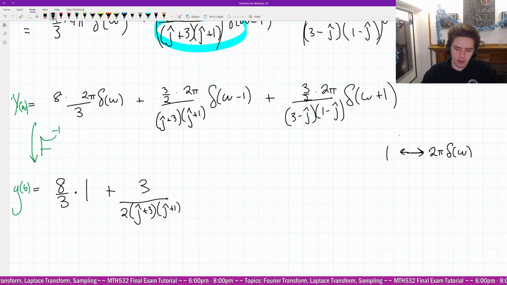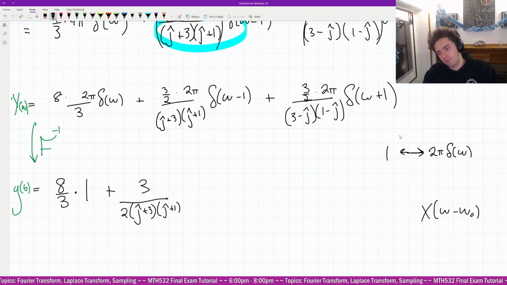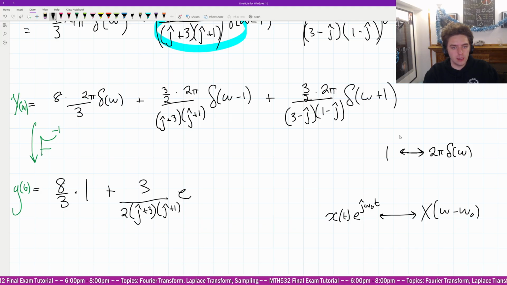So let's think. What's our shift property? Well, we don't have to think. We have our formula sheet. So Fourier transform. If we look at time shifting, we're not doing time shifting. We're doing frequency shifting. So if your frequency shifting is X of omega minus omega naught, you turn this into time domain, this is x of t times e to the j omega naught t. So that's what I'm going to do here. I'm going to multiply this by e to the j omega naught t. What's omega naught? Omega naught is just 1. So e to the jt comes from this.